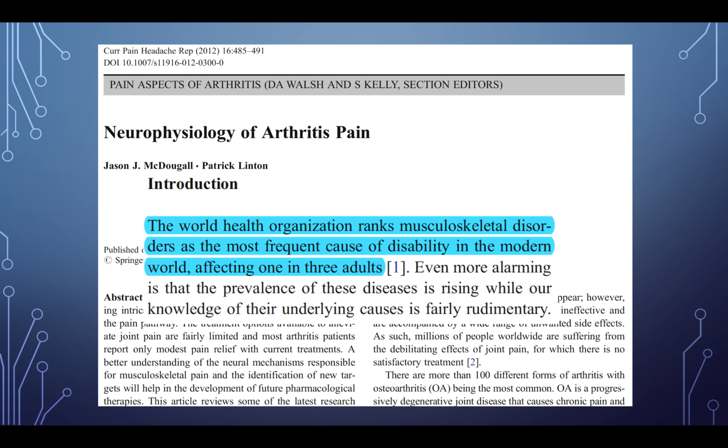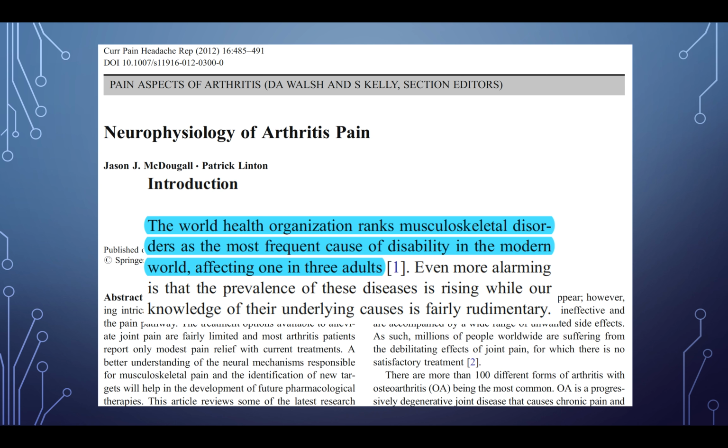So, getting into some of the serious stuff here. So, neurophysiology of arthritis pain. I like this article. Again, as we finish up the class, a lot of it starts within the book, but then we've got to go to the literature to really dive into some of this pain stuff and see what people are saying. So it's not too late of an article. It's 2012, but the World Health Organization ranks musculoskeletal disorders as the most frequent cause of disability in the modern world, affecting 1 in 3 adults. So 1 in 3 adults are suffering from musculoskeletal disorders, arthritis.